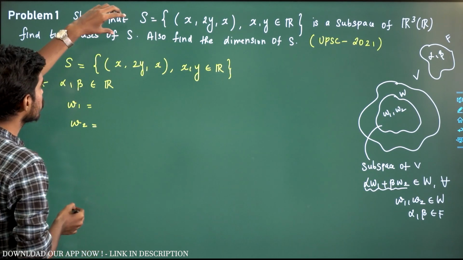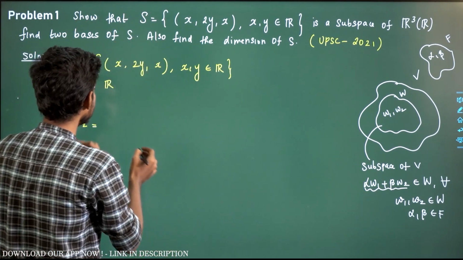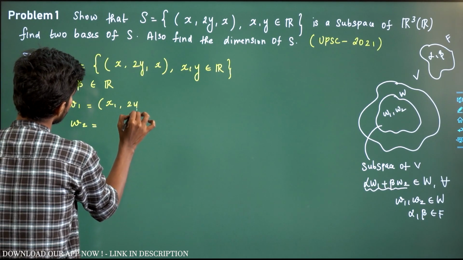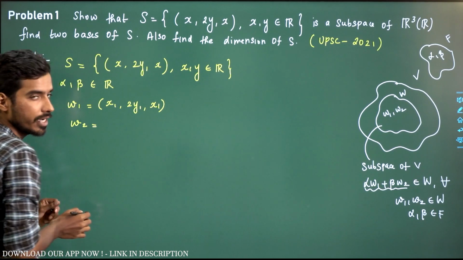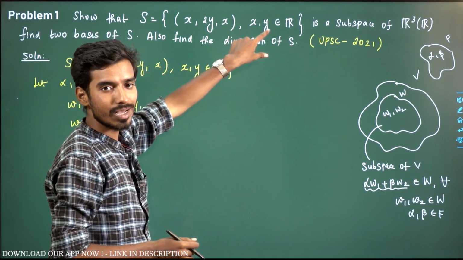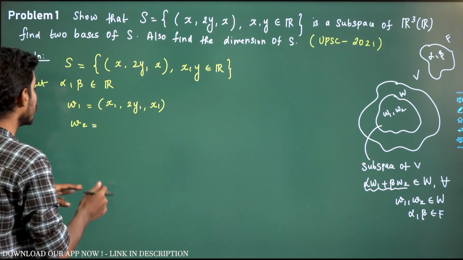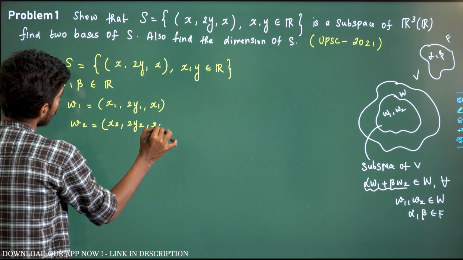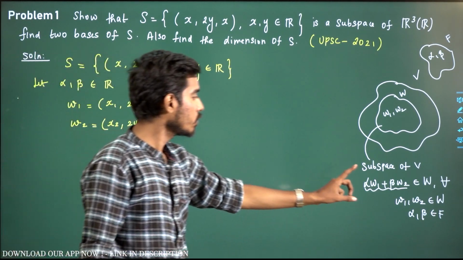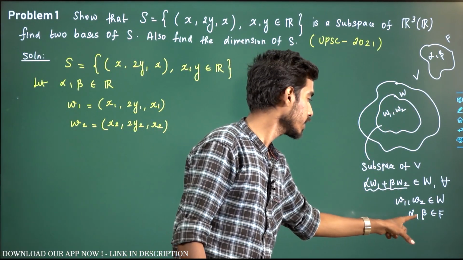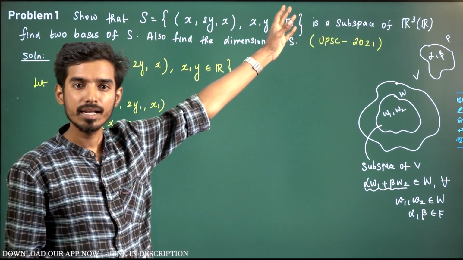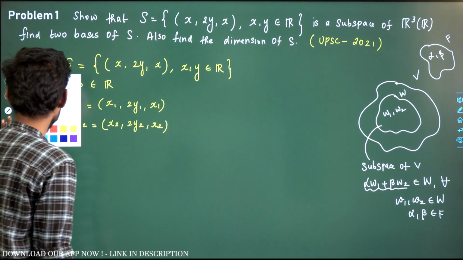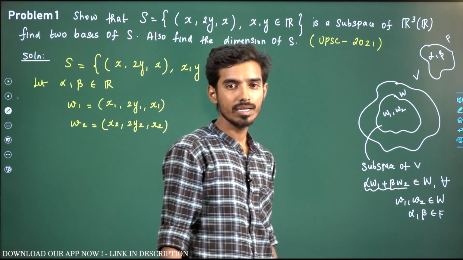So what is W1? You need to choose one element. Let us take the element to be equal to (x1, 2y1, x1). I'm taking another element, let us call that (x2, 2y2, x2). So I have taken W1, W2 from W, and I have taken alpha, beta from the field, which is here R. So we need to show alpha times W1 plus beta times W2 is also in W.